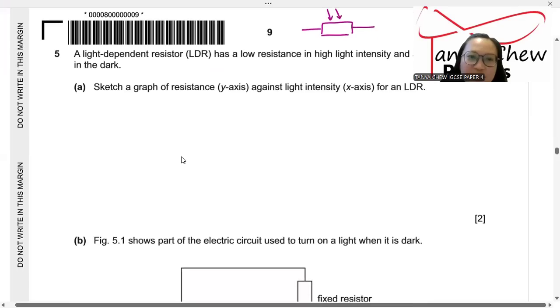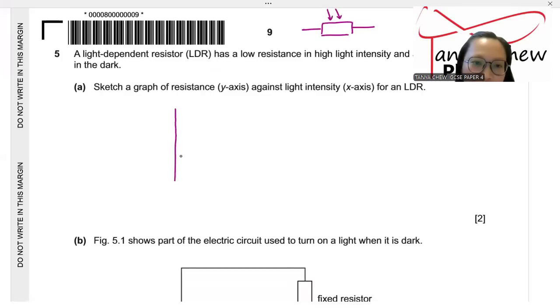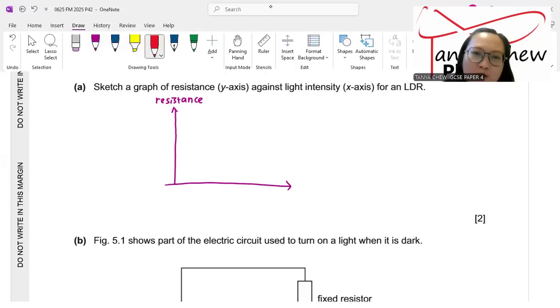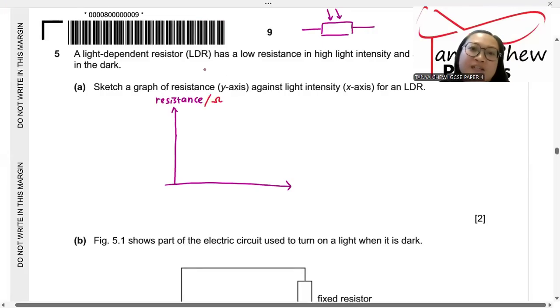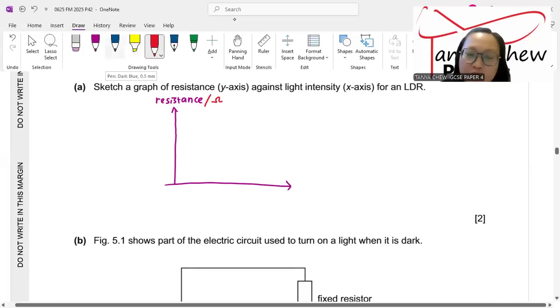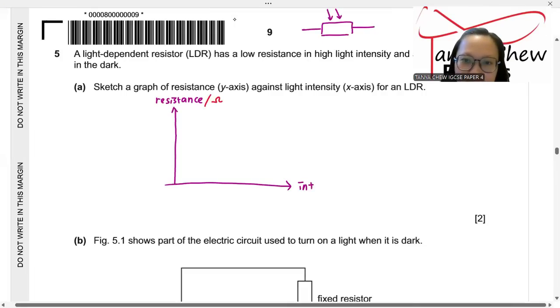So if you are sketching the graph of LDR, so this is a graph. Y-axis is the resistance. Normally, if you want it to be more accurate, when you sketch the graph in physics, you don't just put in the physical quantity, but you also have to put in the unit. The unit of resistance is ohm, right? Because for the axis part, whenever you state any physical quantity, you have to state together with its unit, whichever appropriate, right? Intensity on the x-axis.